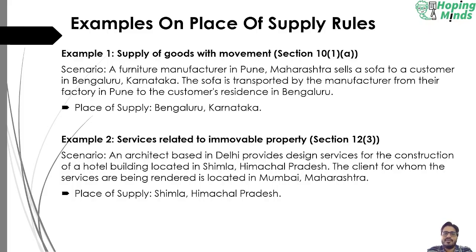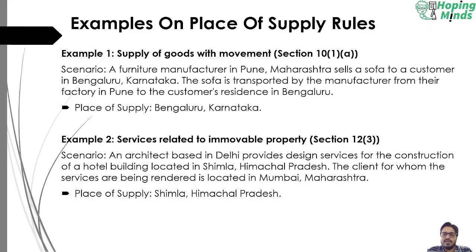Next we have services related to immovable property. An architect based in Delhi provides designing services for the construction of a hotel building located in Shimla, Himachal Pradesh. The client for whom the services are being rendered is located in Mumbai, Maharashtra. So in this case, the place of supply will be Shimla, that is Himachal Pradesh.